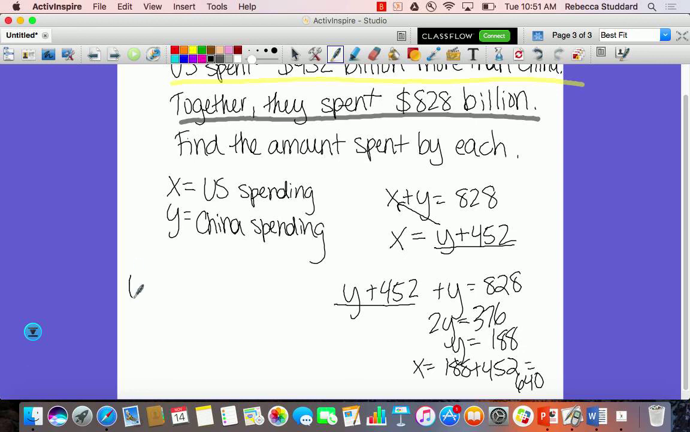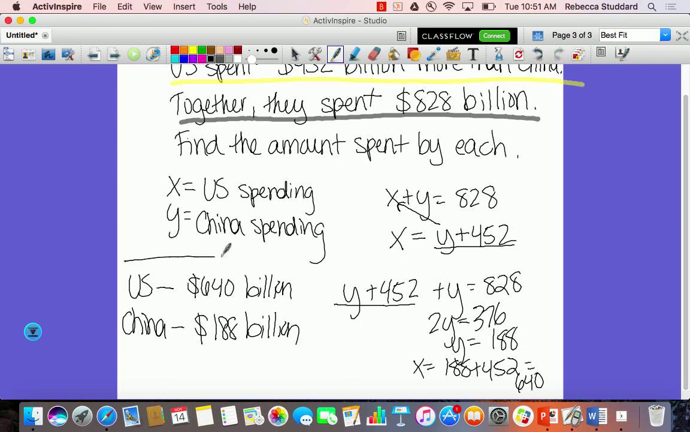So I would say the U.S. spent $640 billion, and China spent $188 billion. Any questions? If you can get this set up, I have faith that y'all can solve them. Okay, there's one more type problem that I want to see if you can set up, and then I'm done.